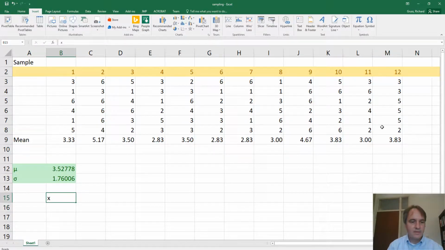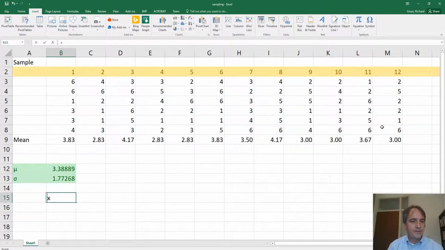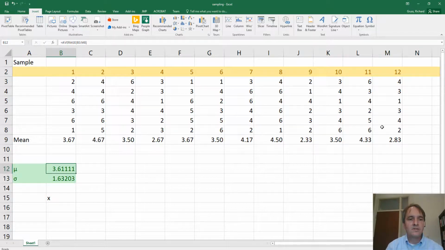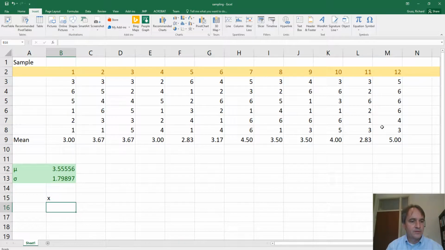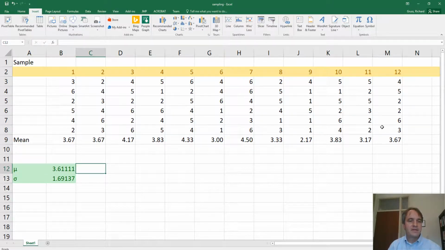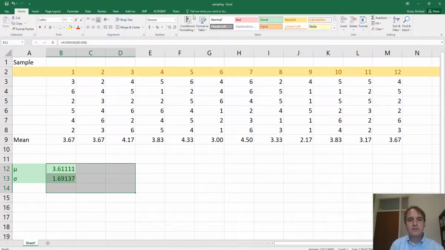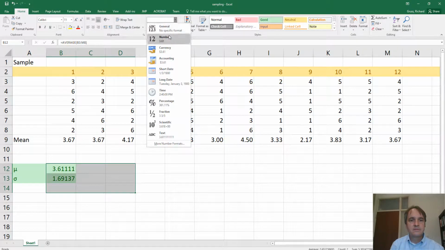Now, each time the worksheet updates, it gets a new draw, and we can see what happens. So this population mean always hovers around 3.5, give or take, and it looks like this standard deviation always hovers around 1.6 or 1.7. Okay, so let's treat those as our population parameters. Once again, I'm going to format some cells here so that I don't have to look at too many decimal places.